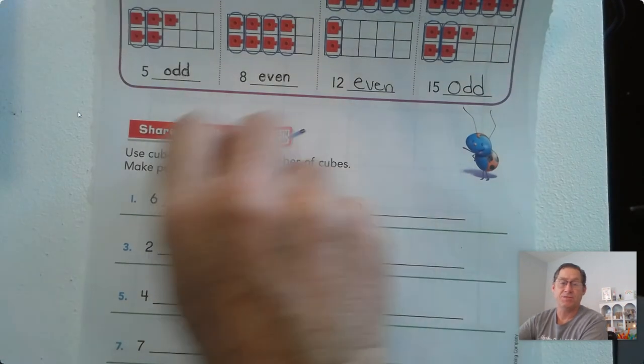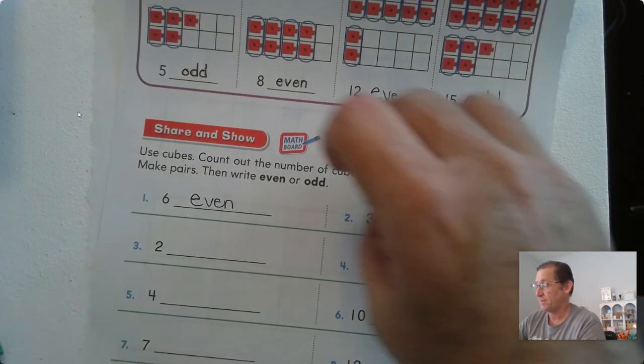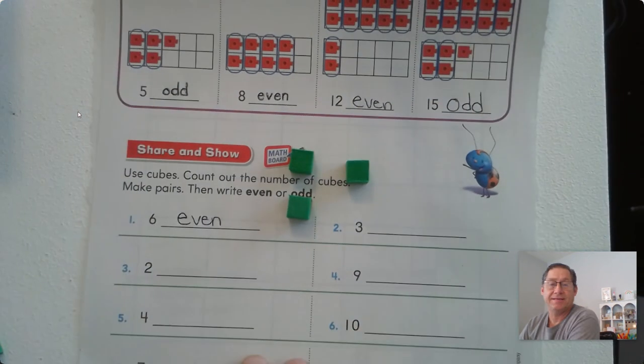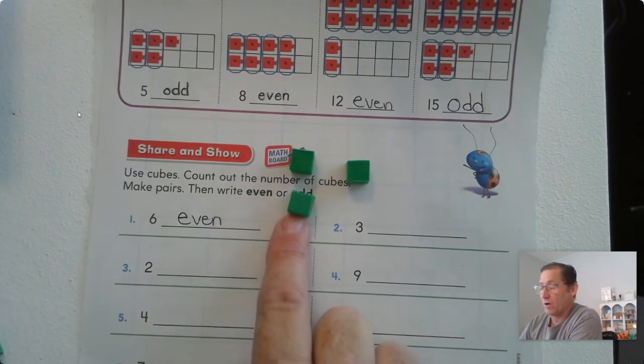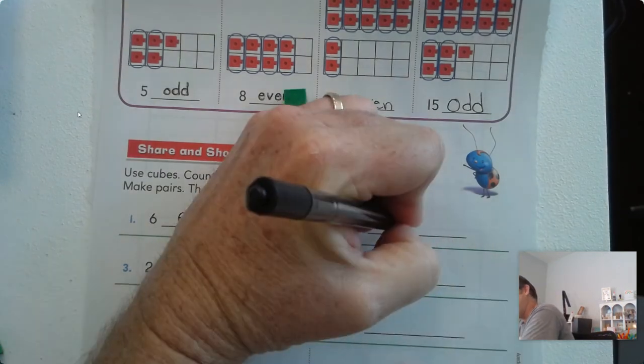All right, let's look at number 2. 3. Okay, so grab 3 cubes. And can you set them up in pairs? Well, I have 1 pair of 2 and I have 1 left over. Anytime we have something left over, that's odd.